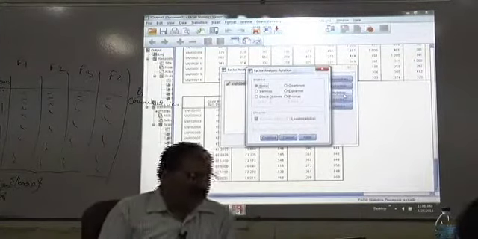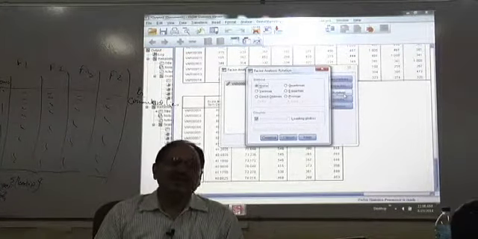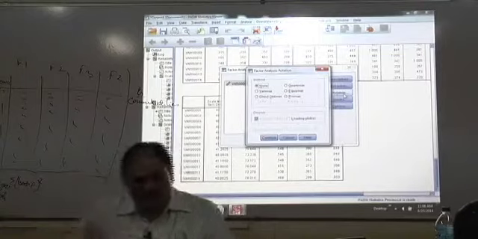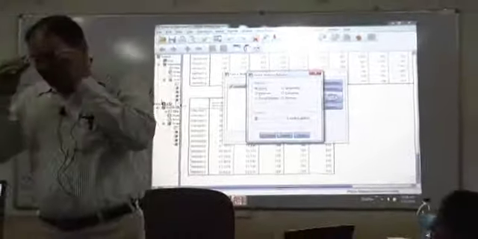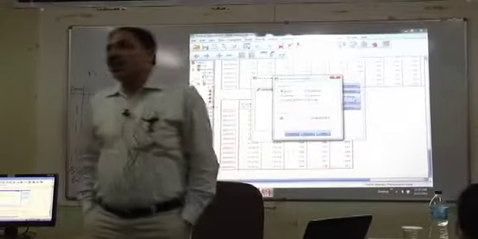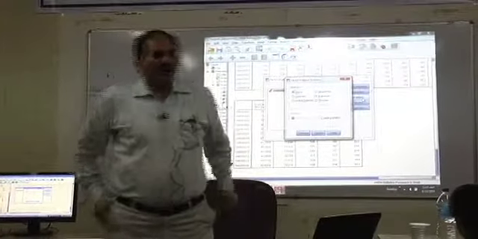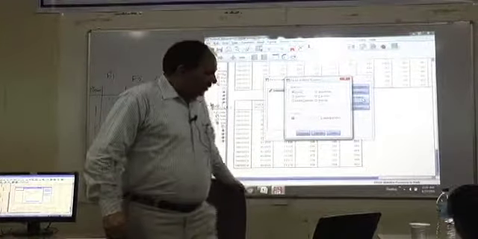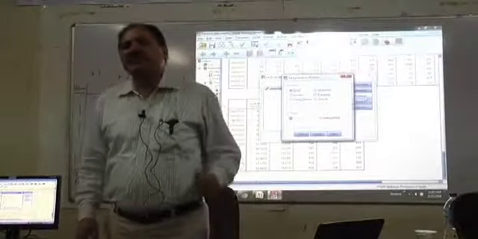Again, there are 5 types of rotations. The rotation methods are also divided into 2 parts: orthogonal and oblimin, or we call it oblique. Orthogonal and oblique. Now, orthogonal is where the angle between the factors is maintained at 90 degrees.